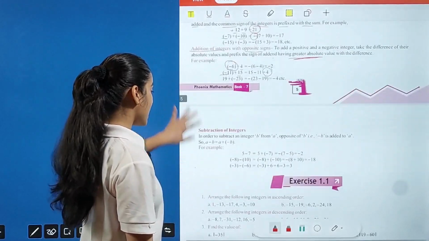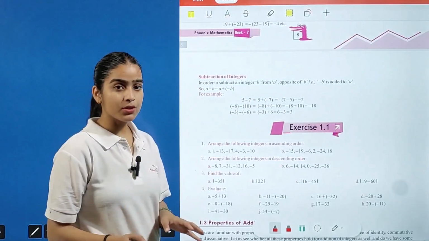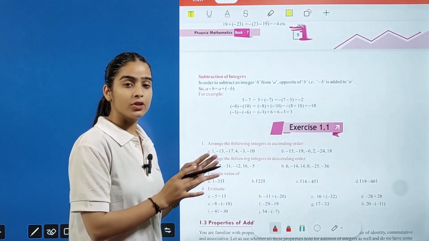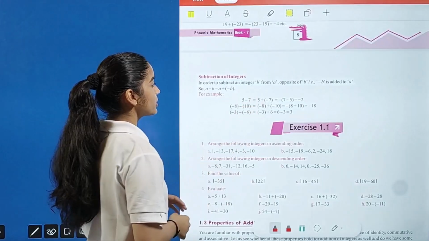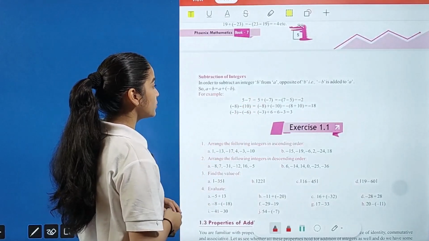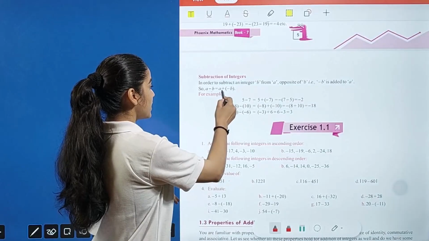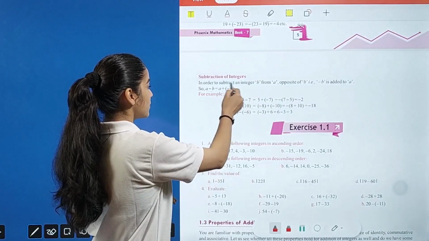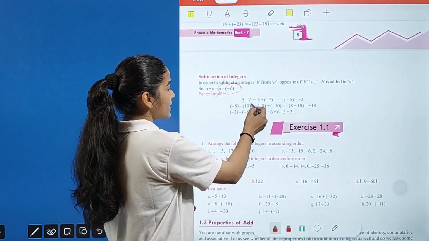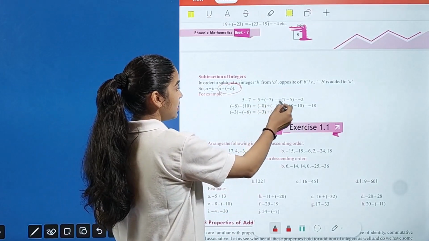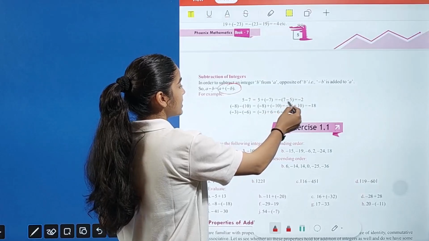so you have to put the plus sign here. Now subtraction of integers. The same process you have to repeat here as you do in addition. In order to subtract an integer b from a, the opposite of b, which is minus b, is added to a. So a minus b is a plus minus b, which will be converted further to a plus b. Okay, so now 5 minus 7 is 5 plus minus 7.